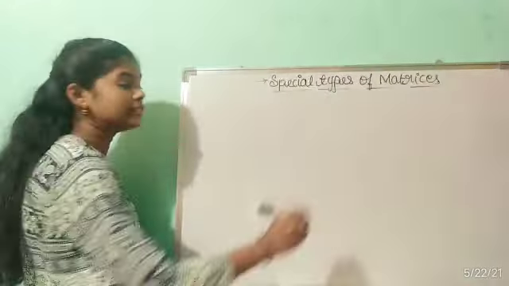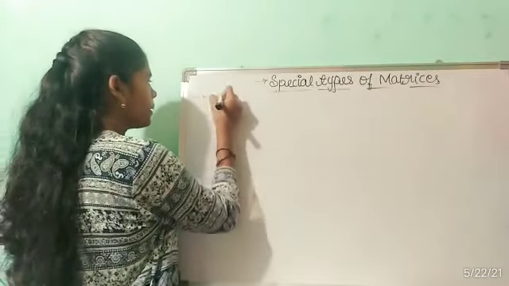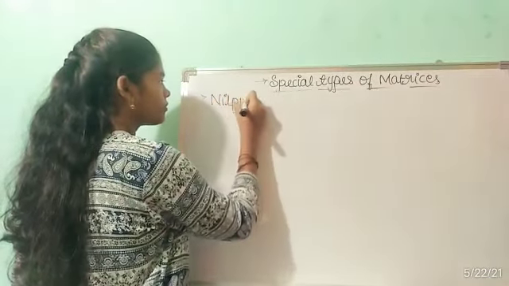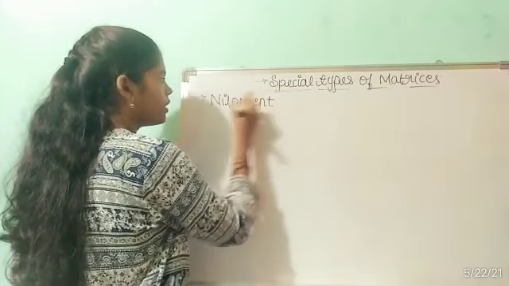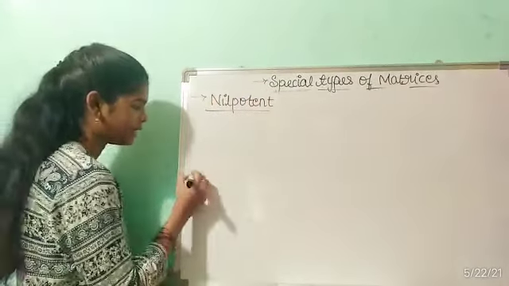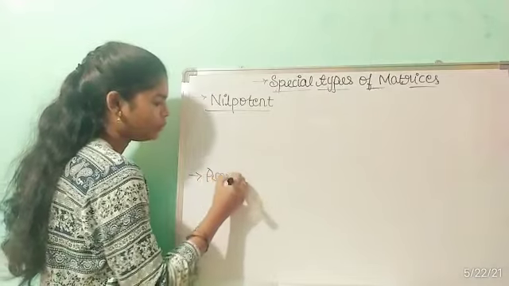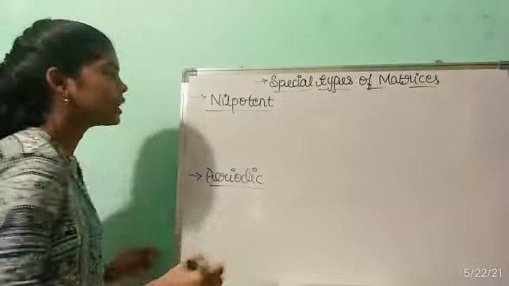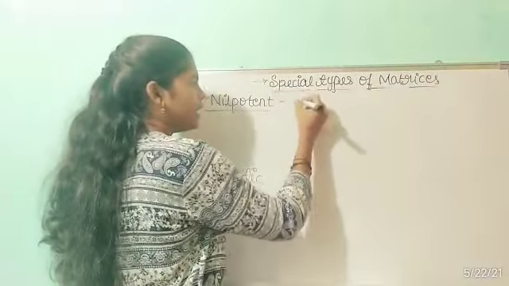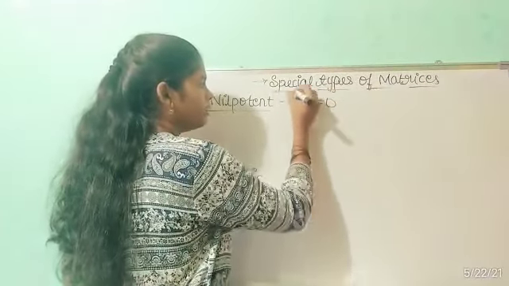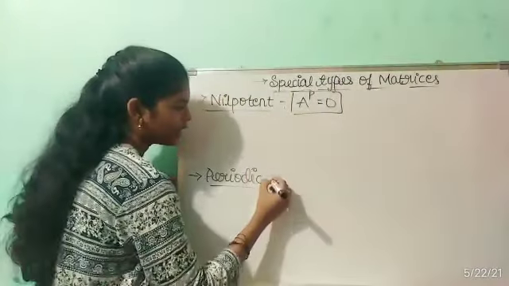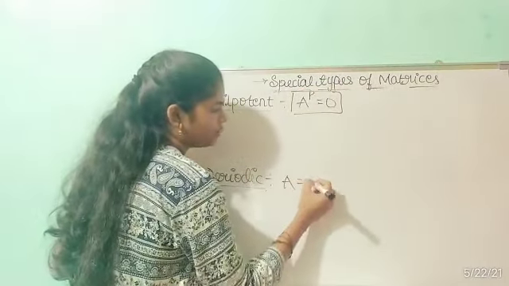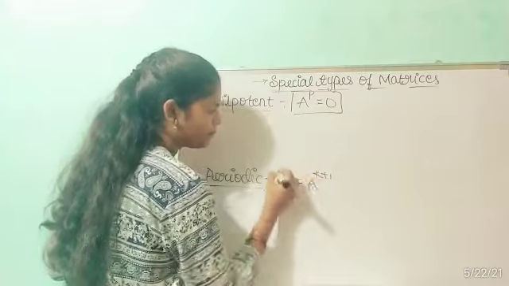We have next nilpotent matrix, and as well as periodic matrix. These two will be of similar type. Okay, for nilpotent the condition is A power P is equal to 0. And for periodic the condition is A is equal to A power K plus 1.